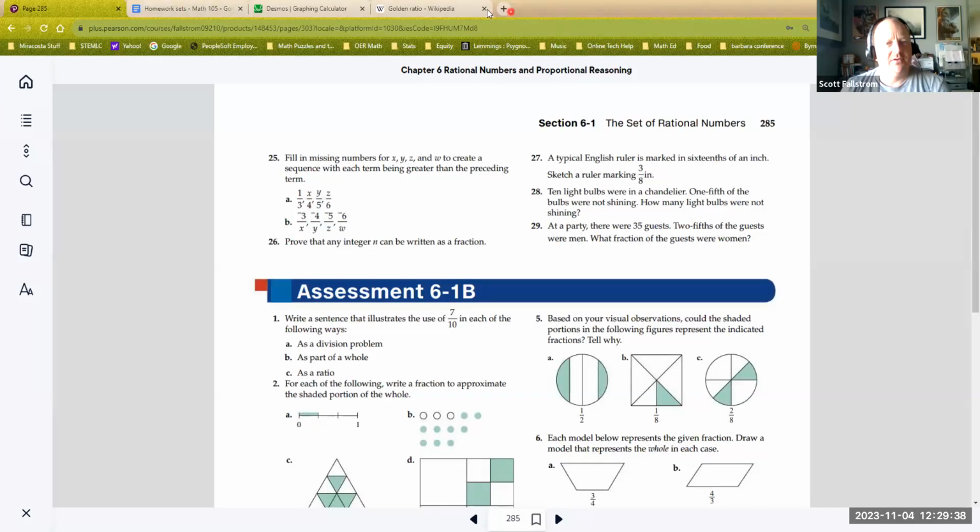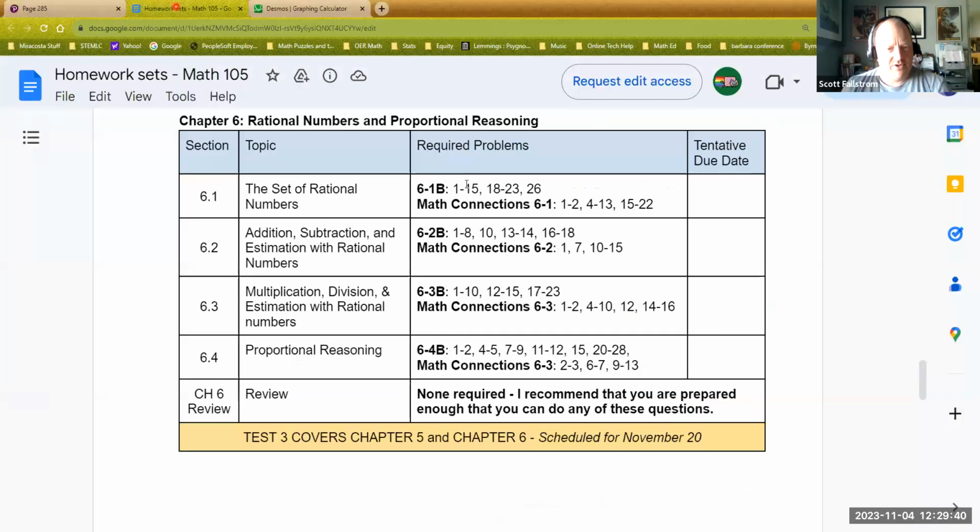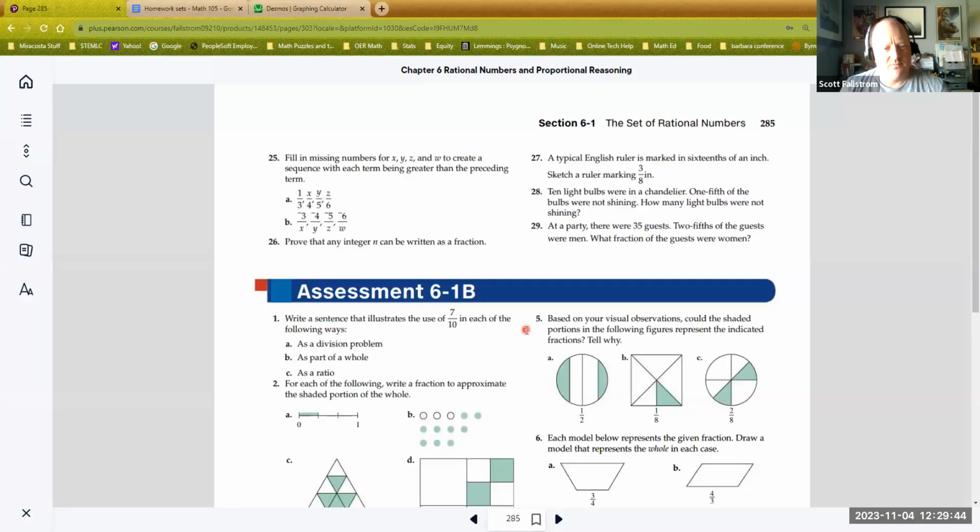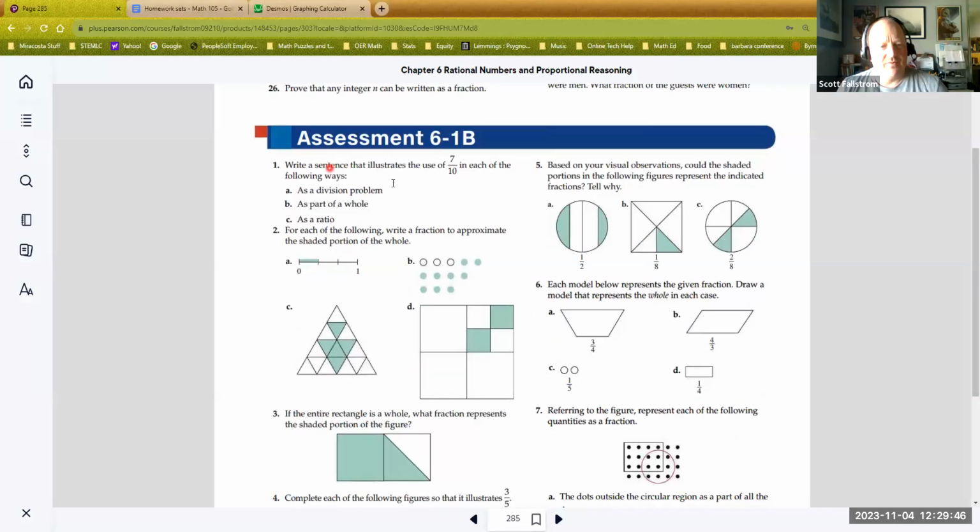Let's take a look at homework 1 through 15, 18 to 23, and the number 26. So 1 through 15. Write a sentence that illustrates this in a division problem, as part of a whole, and as a ratio. Again, those are the three definitions. If you look back, you can kind of see those.